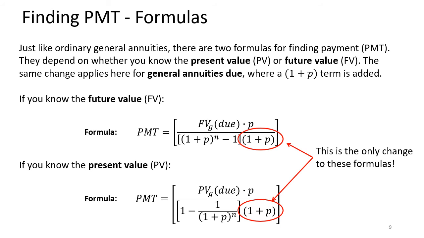Again, because these are annuities due, we have an additional interest term, okay? And it's sitting in the denominator, 1 plus P, for both the future value and the present value formula. That's the only change within these formulas, okay? So once you determine in your question that it's a general annuity due, you know that you can start with these formulas as a starting point. Again, formulas are always provided to you during tests.